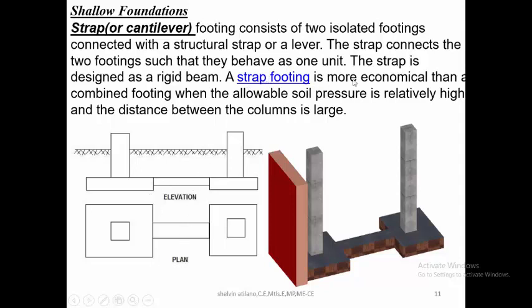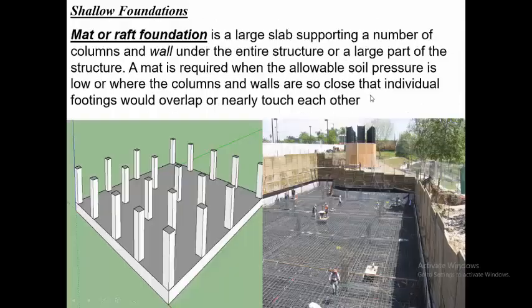So a strap footing is more economical than a combined footing when the allowable pressure is relatively high and the distance between the columns is large. Meaning, this is more economical when the allowable pressure is high but the distance is large. So if you put up a combined footing between the two, it may be costly. So you need to provide a beam that will connect the two.